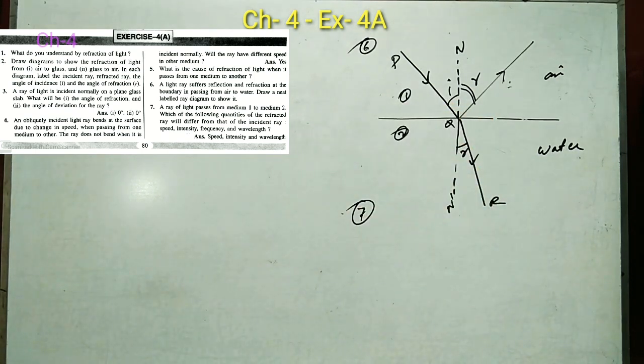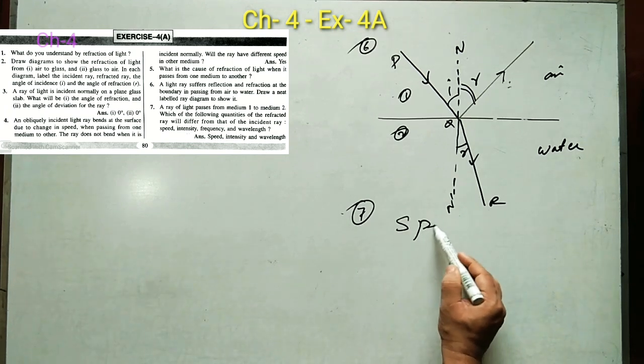You know the main quantities associated with a ray of light: speed, intensity, wavelength and frequency. As we have already discussed, when a ray of light passes from one medium to another medium, except frequency, all other quantities such as speed, intensity, and wavelength change. Frequency remains unaffected because frequency is the characteristic property of the source from which the light is coming.